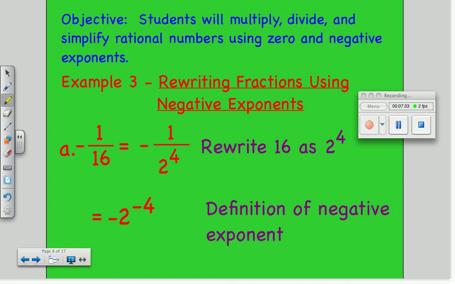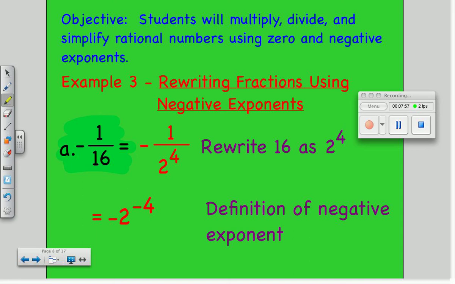Example 3, writing fractions using negative exponents. So now we're going the other way. We're reversing it now. Okay? So I have -1 over 16 here. Let's change 16 to a base and an exponent.